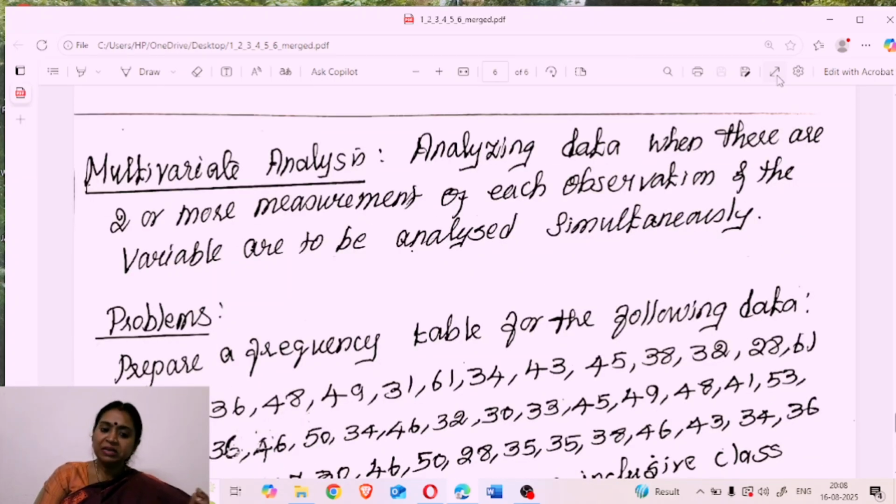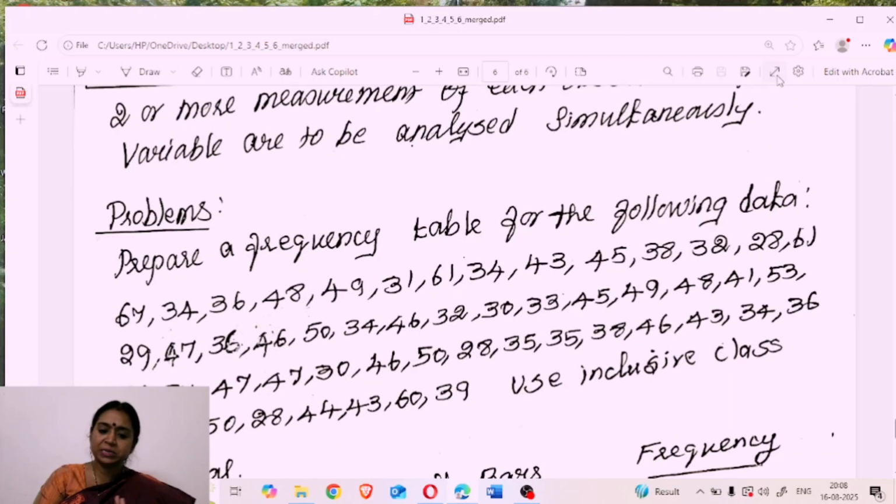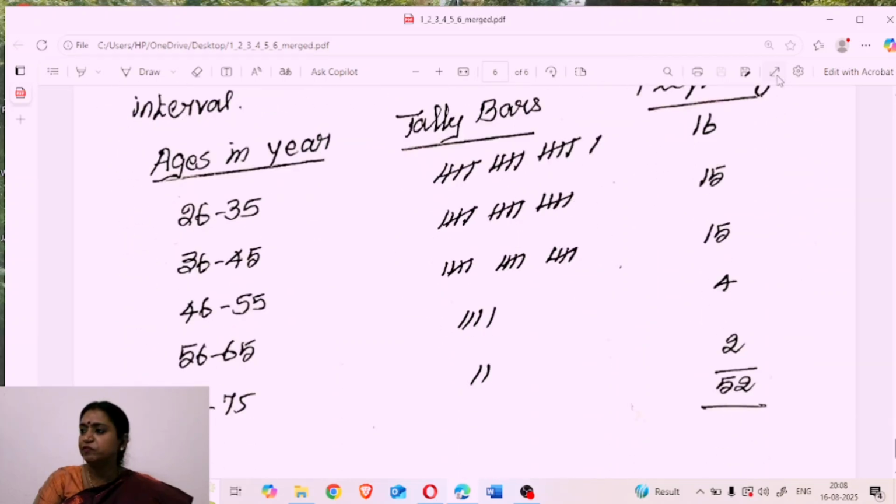Now let's do one problem by using a frequency table. There are many numbers given. Look at the numbers first. Totally 52 numbers. In our table, the final value must be 52. Then we are correct. Next thing.